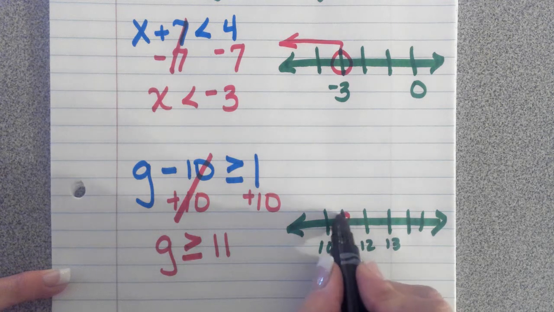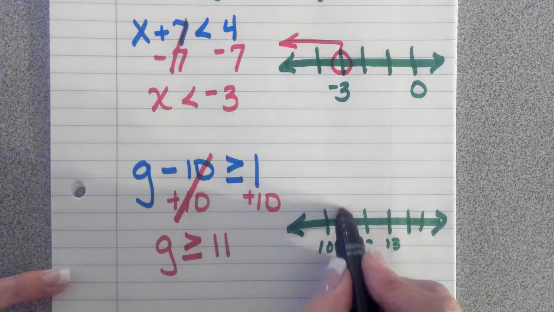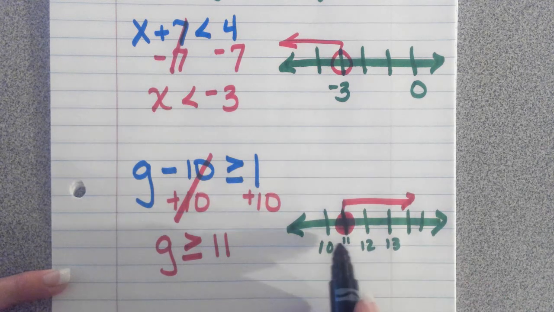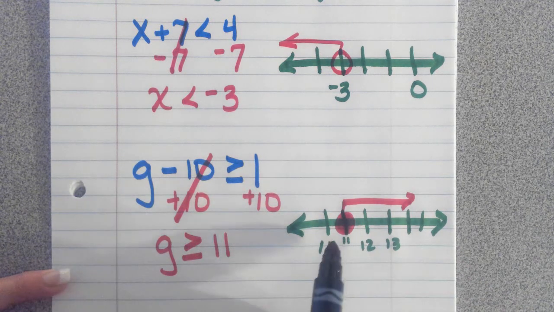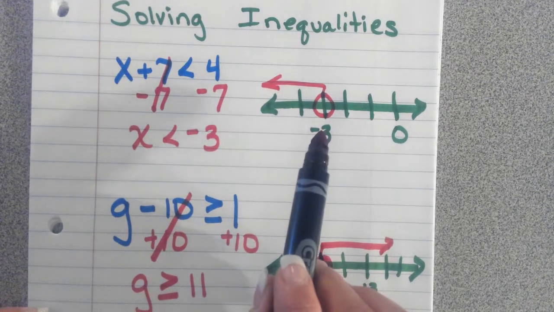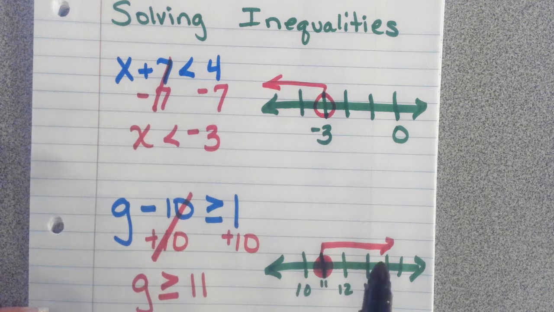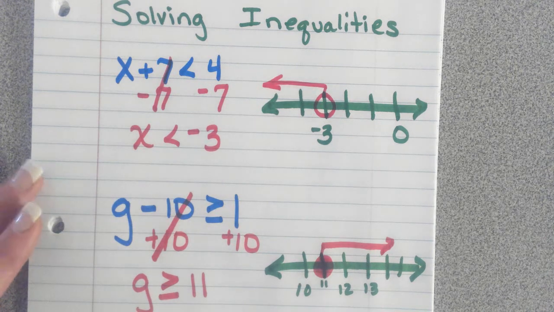So to indicate that it could be equal to 11, I put a solid dot. And to indicate that G is bigger, I'm going to draw an arrow to the right where the numbers are bigger. So this answer will include 11 or anything larger. This answer up top here does not include negative 3, but it includes anything smaller, like negative 3.1 or negative 4 or negative 100. All right, let's keep going.